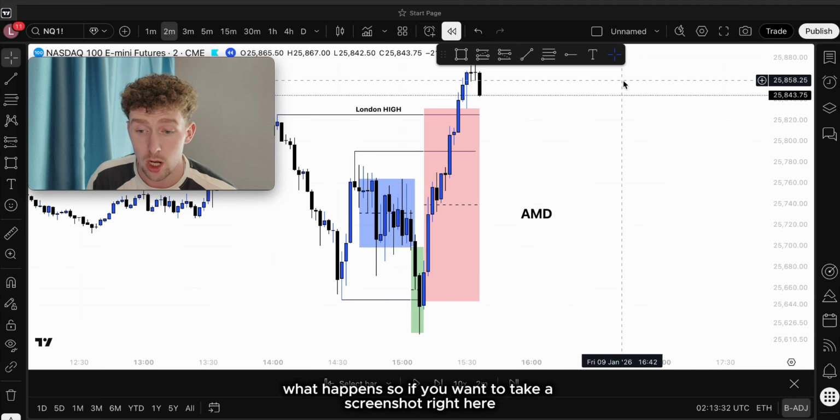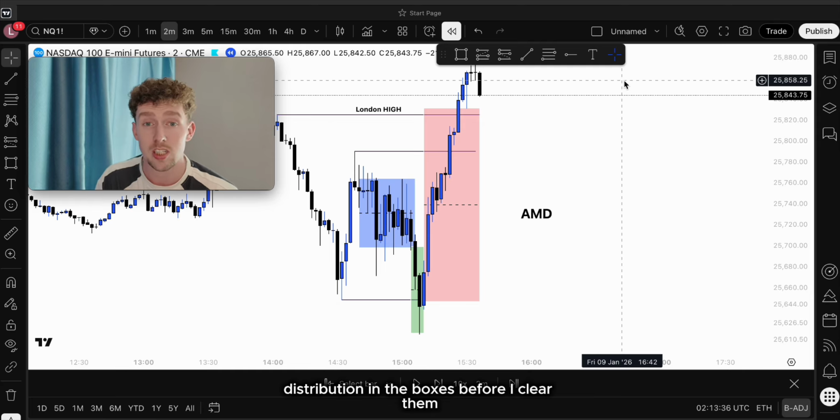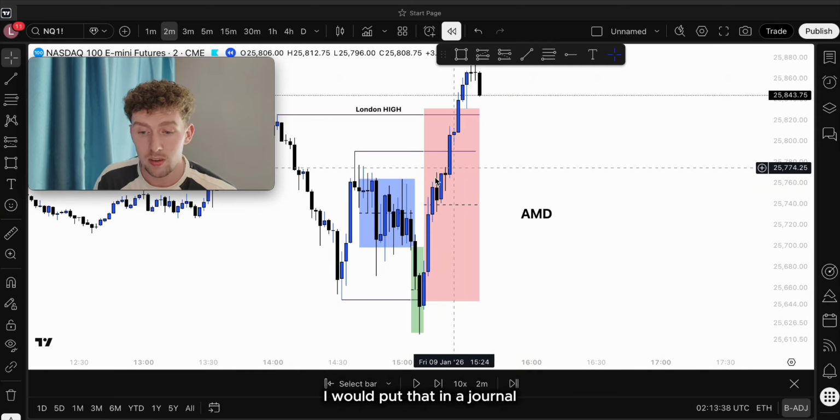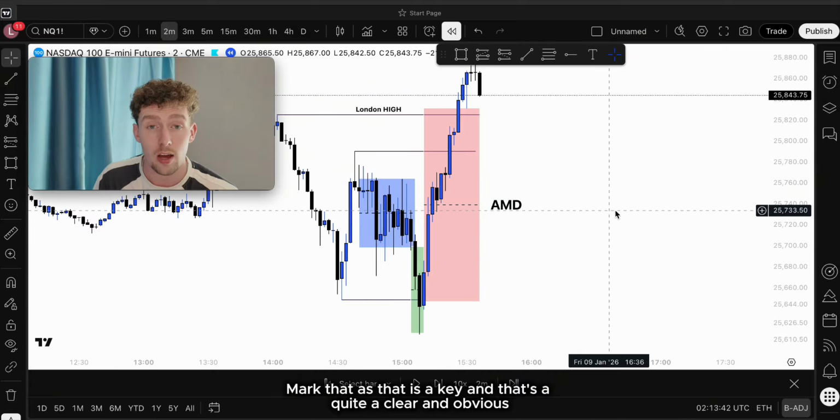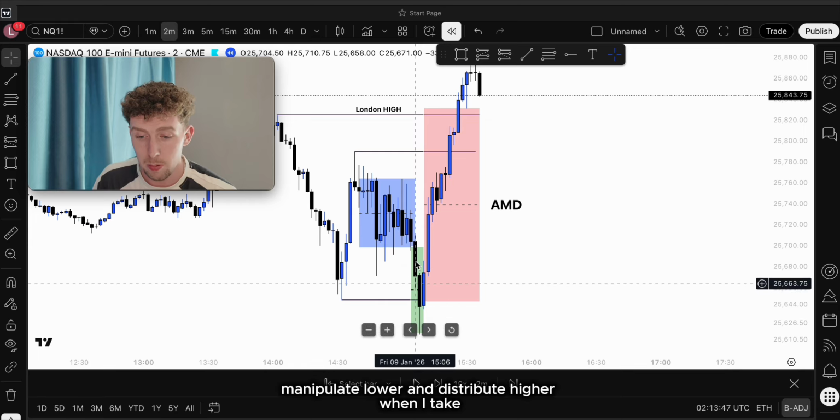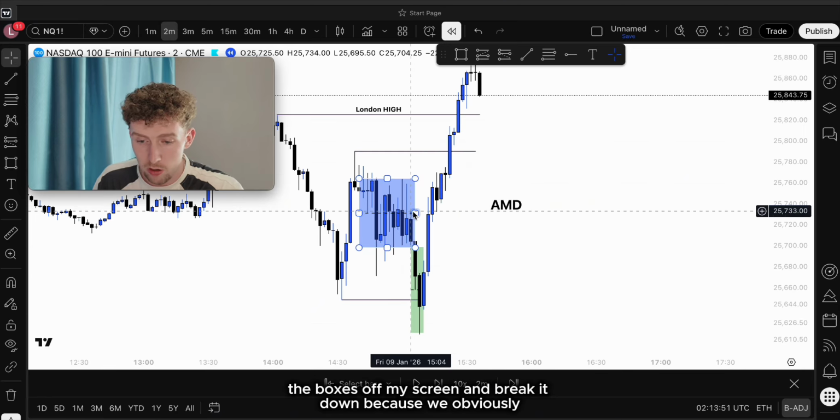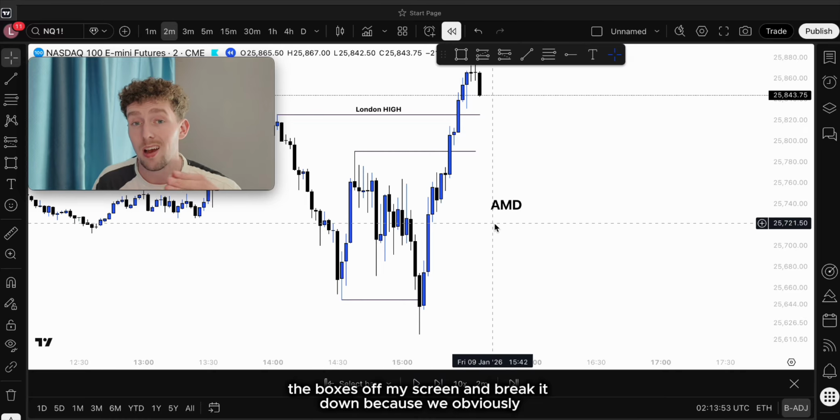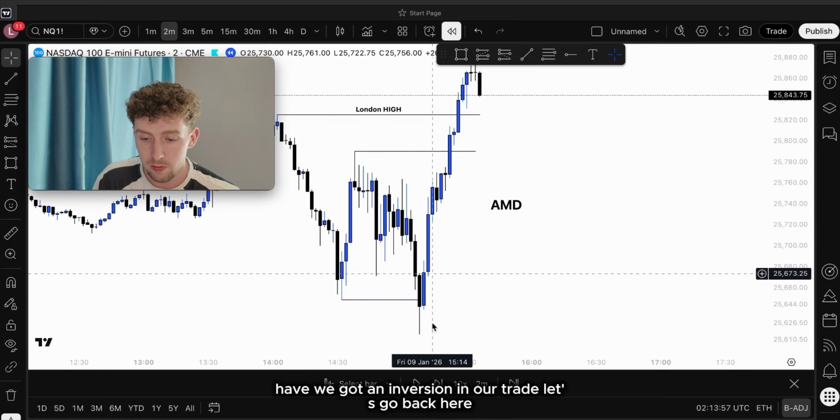So if you want to take a screenshot right here of the accumulation, manipulation, distribution in the boxes before I clear them, I would put that in a journal, mark that as a key, and that's quite a clear and obvious AMD setup. Accumulation here, manipulate lower and distribute higher. When I take the boxes off my screen and break it down, because we obviously know we need an inversion to enter, have we got an inversion in our trade?